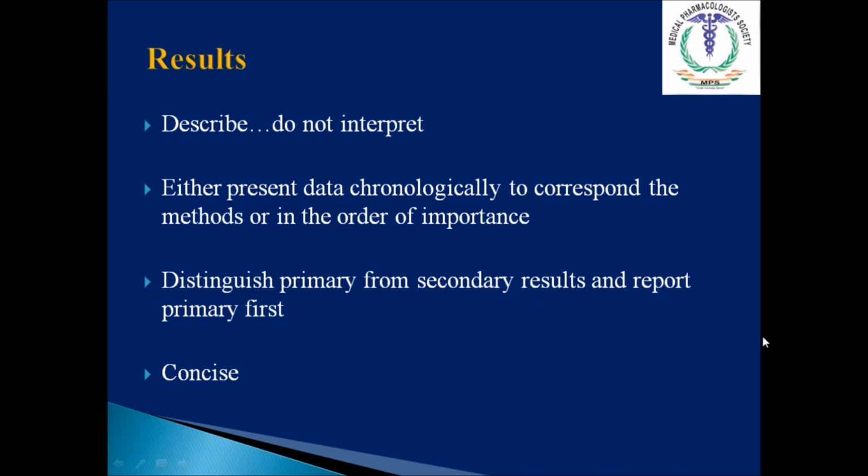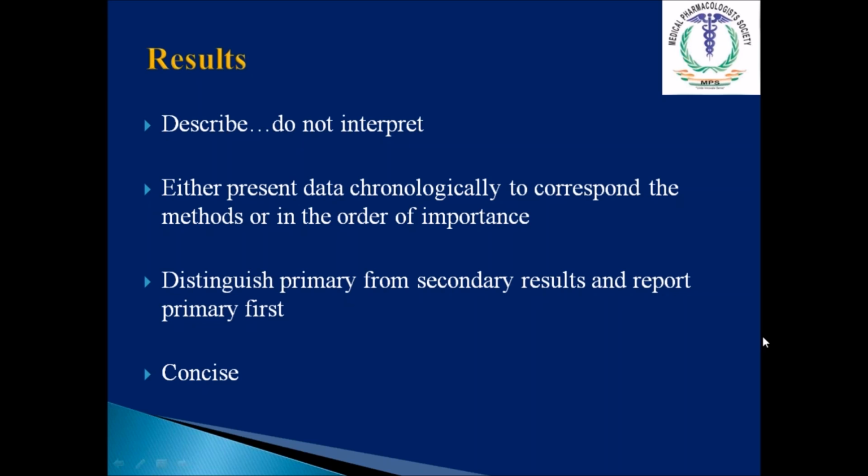The second method of reporting results of the clinical trial is to give them in order of importance. So what you feel is the most important aspect of your clinical trial. What are the most important results of your clinical trial? Start with the most important result and then go into the lower rank of importance. Clearly distinguish, as I said, between the primary and the secondary results, and don't forget to report the primary objective or the primary result first and then the secondary result, not vice versa.